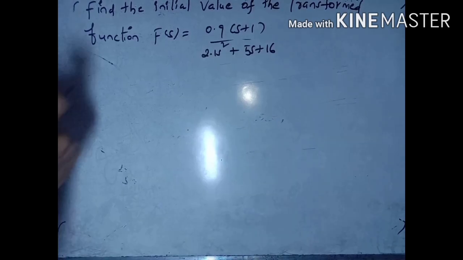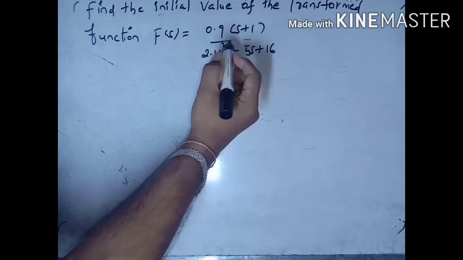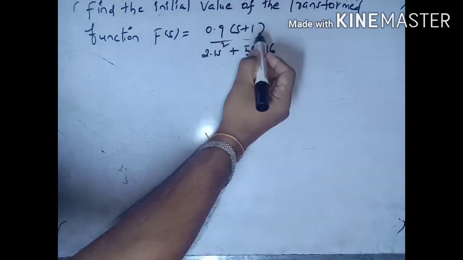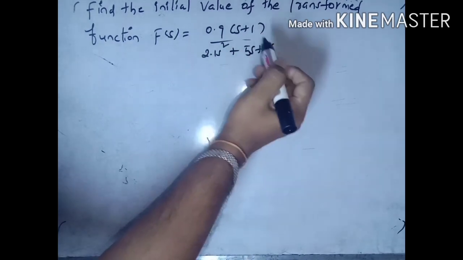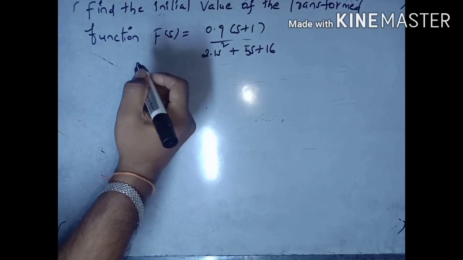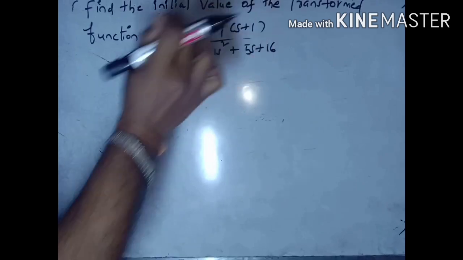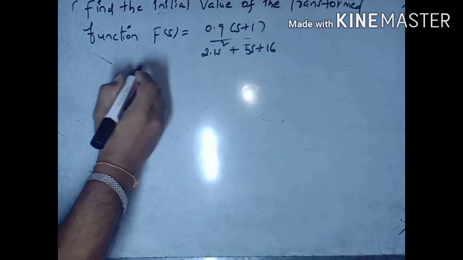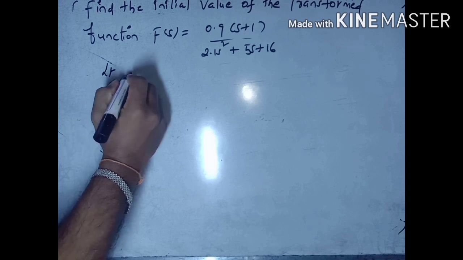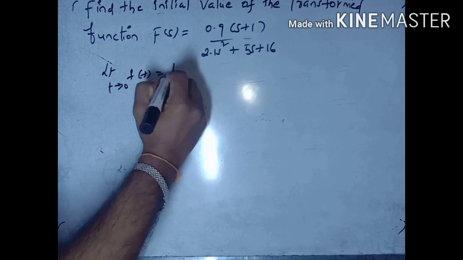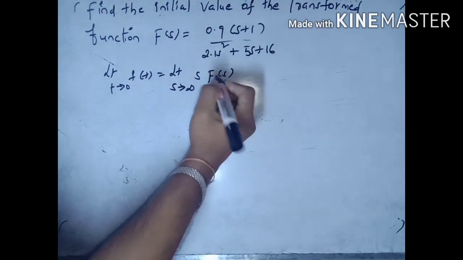And the next problem is find the initial value for the transformed function f of s equals 0.9 into s plus 1 by 2.1 s square plus 5s plus 16. So for this we have to calculate the initial value from the transformed function f of s. Now using the initial value theorem we know limit t tends to 0 f of t equals limit s tends to infinity s into f of s.